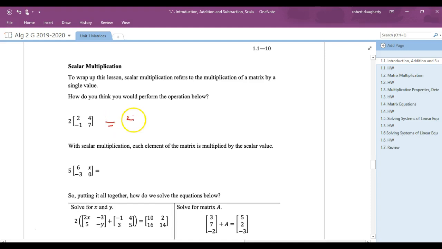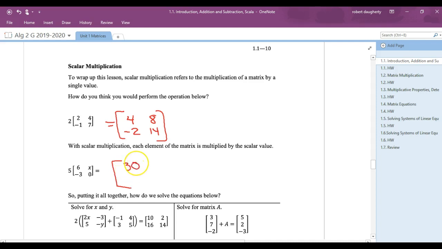So this is the matrix 4, 8, negative 2, 14. All I did was distribute that 2 inside the matrix. Every number got multiplied by 2, okay? So without me even defining that, you had a sense for what that operation means. What does it mean to multiply this matrix by 5? What do you get?